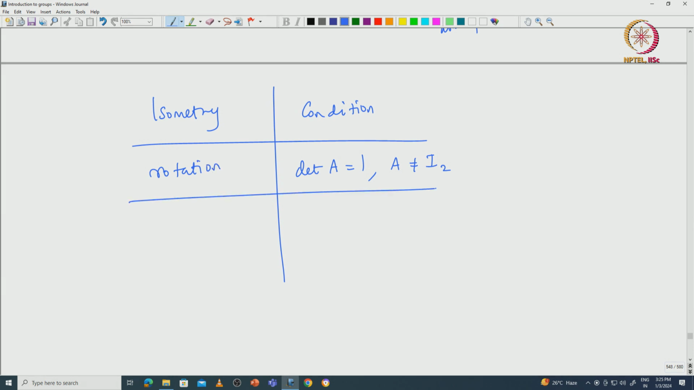And when the determinant is minus 1 and you can see that this A omega, A w, is also supposed to be minus w, then you get a reflection. So, this is a reflection with respect to a line passing through the origin.